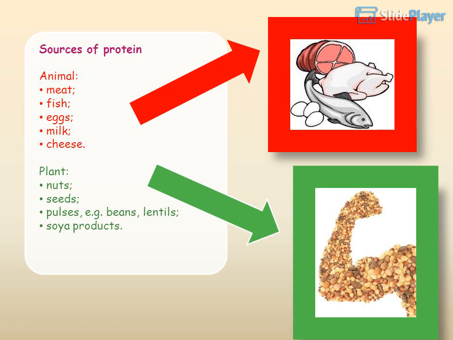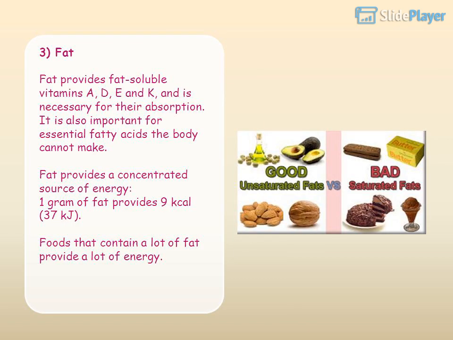Soy products. 3. Fat. Fat provides fat-soluble vitamins A, D, E and K, and is necessary for their absorption. It is also important for essential fatty acids the body cannot make. Fat provides a concentrated source of energy. 1 gram of fat provides 9 kilocalories, 37 kilojoules. Foods that contain a lot of fat provide a lot of energy.